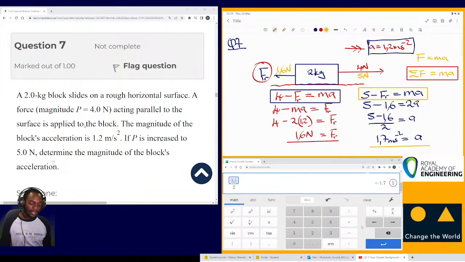So as we can see, when the driving force is increased, the acceleration is also going to increase. Why? Because the resultant force will have increased. Therefore, acceleration will also increase. So remember that force is directly proportional to acceleration. Okay. So that is how we have solved question 7.